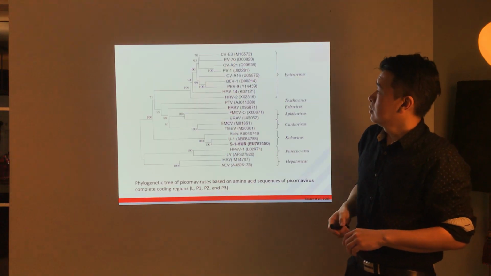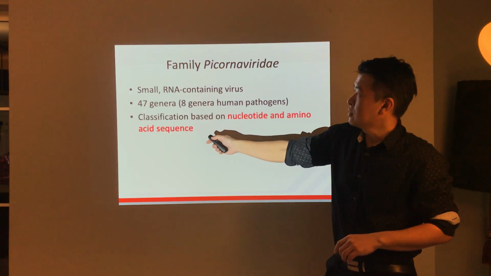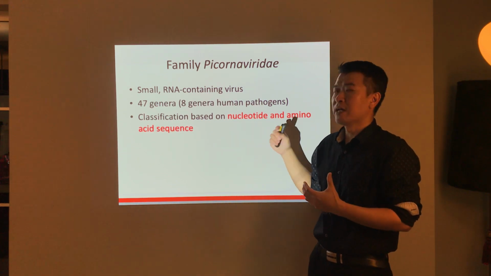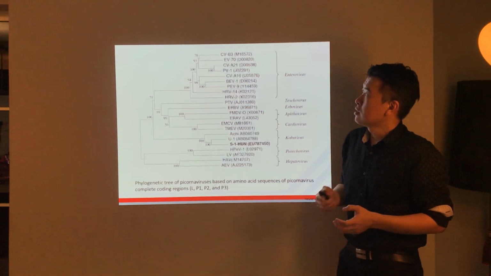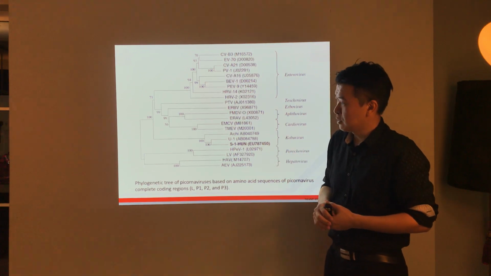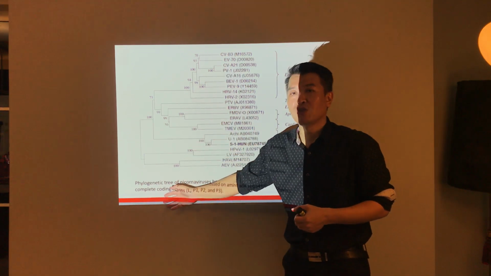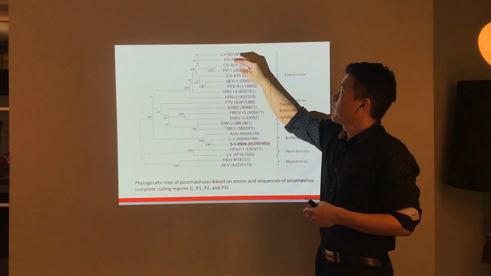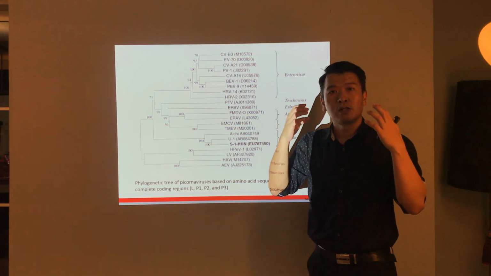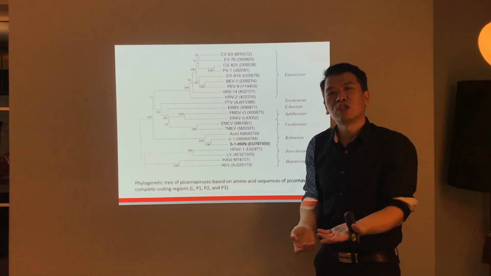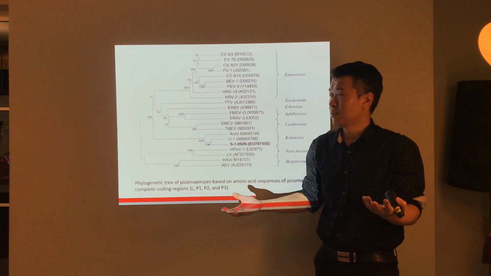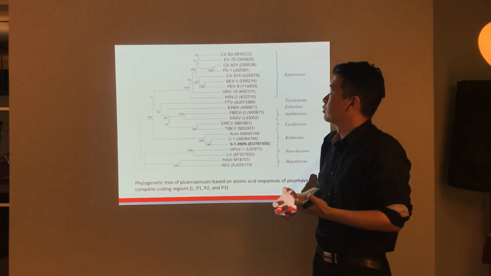Okay, so we mentioned that the classification of the virus is based on the nucleotide and amino acid sequence. I'm not sure whether you have seen this before. This is called the phylogenetic tree. So what does phylogenetic tree mean? We know the nucleotide sequence, and when you know the nucleotide sequence, you can convert it into amino acid sequence, and I'm sure you know how to do that.